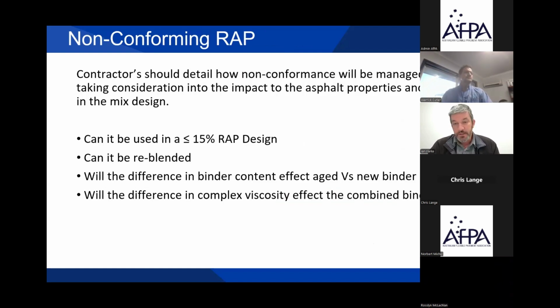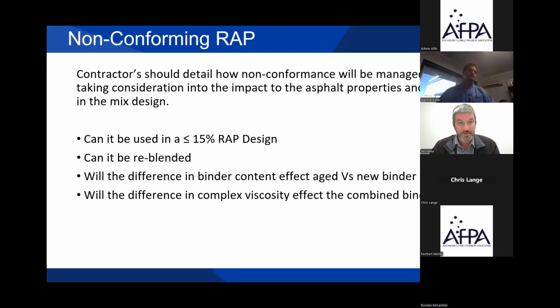Non-conforming RAP, and look, in our industry, we will have non-conforming RAP, so we need to be able to use that in some way. Just because the RAP is outside of a grading limit or binder content, it doesn't mean it can't be used. So the easiest way to use it is obviously in a design with less than 15% RAP. It won't have that significant impact. It can be reblended, of course, but most importantly, it's what the final grade of bitumen is likely to be. So can we change our ratio of new binder to a different grade? Do we put more rejuvenator into it?